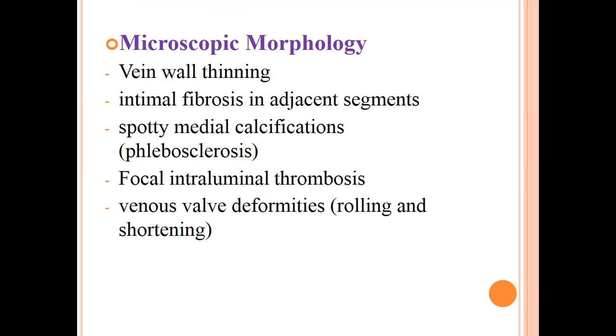If we take a vein that is involved by varicosities and look at it under the microscope, we might see the following findings: vein wall thinning, intimal fibrosis within adjacent segments. We could also see some spotty medial calcifications, or what we call phlebosclerosis. Sometimes those varicosities might develop intraluminal thrombosis, and in cases where there are some congenital components of the problem, we might see venous valve deformities like rolling and shortening.